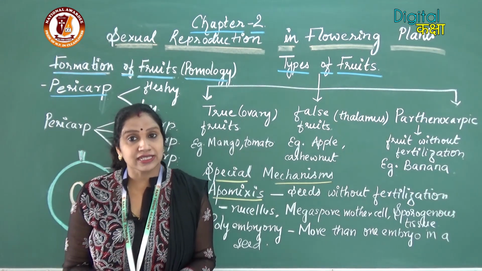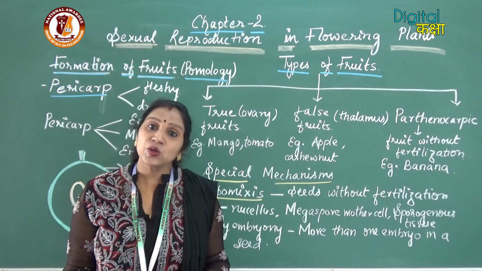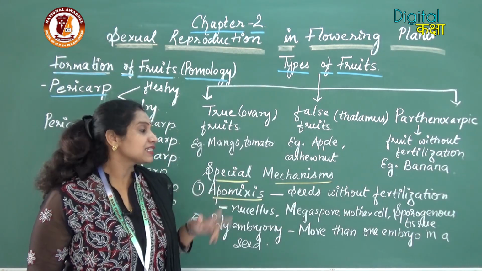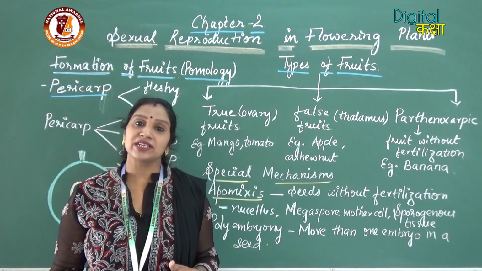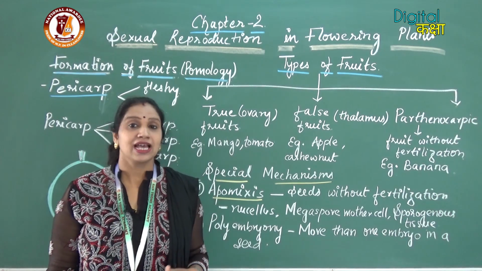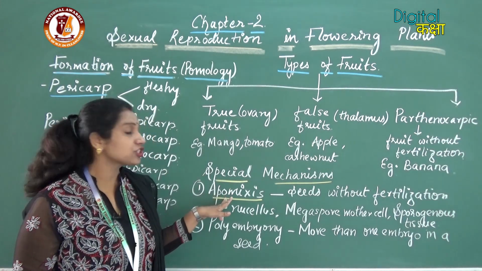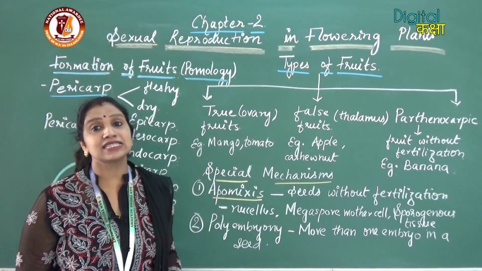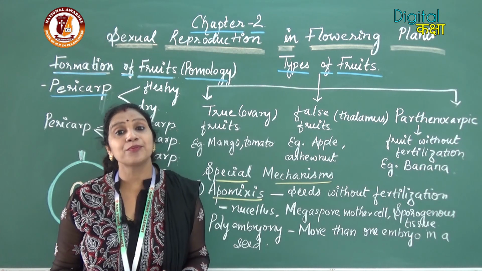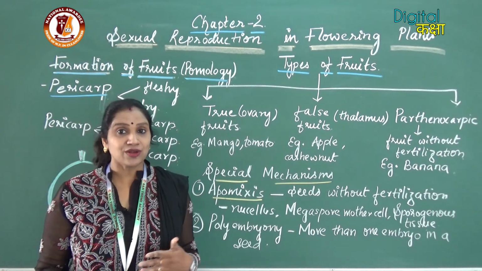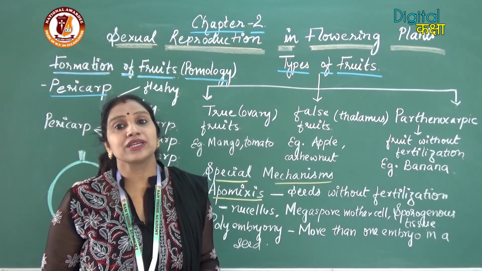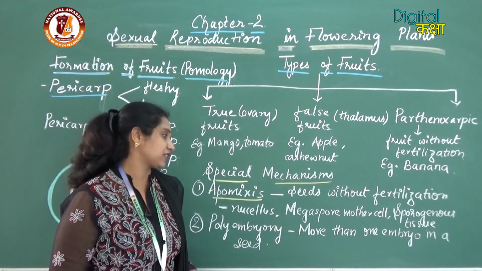And the organism which is undergoing this apomixis, such organisms are called apomicts. And the seeds which are produced as a result of apomixis, such seeds are called apomictic seeds. Now, let us see how these apomictic seeds are being formed.